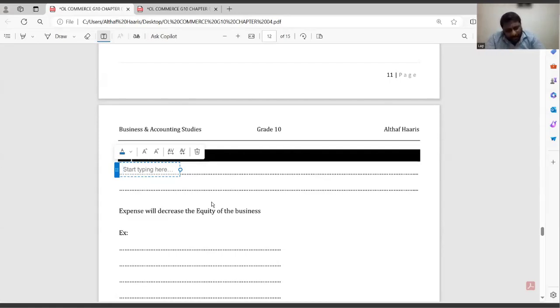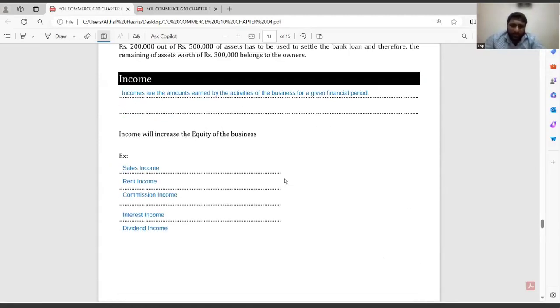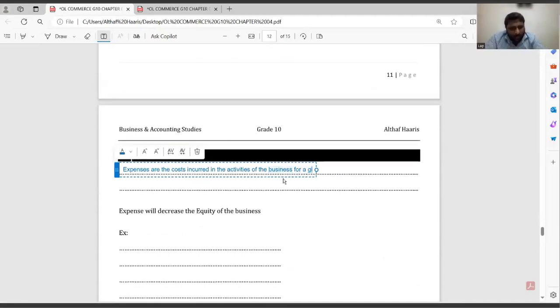So write down expenses. Expenses are the costs incurred in the activities of the business for a given financial period.